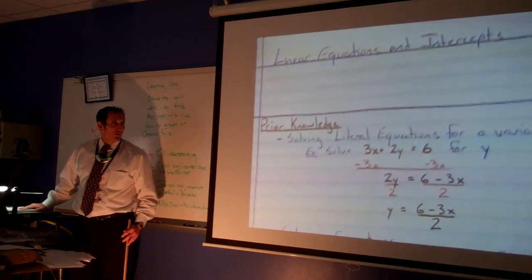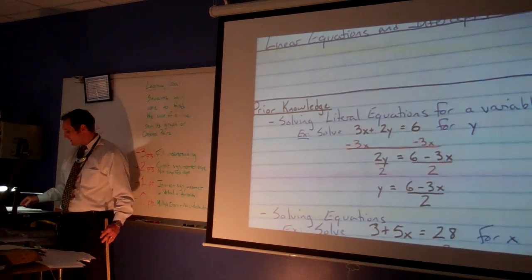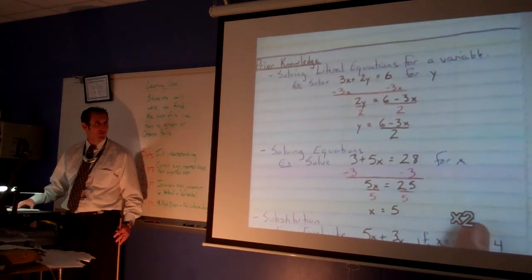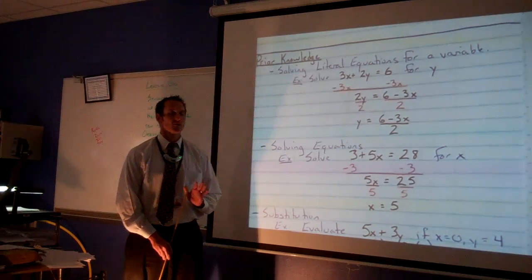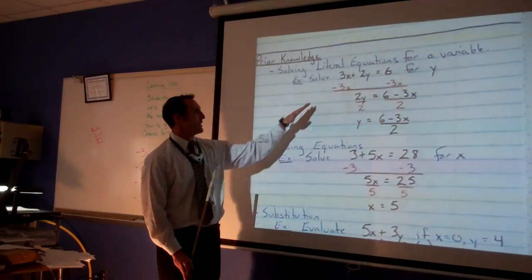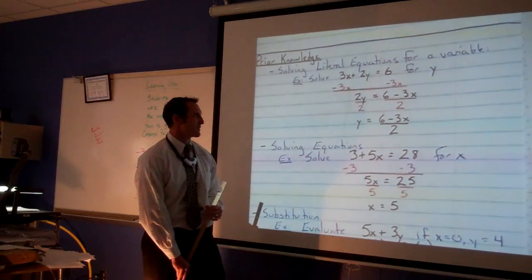So we're going to learn about intercepts. In order for us to do that, the prior knowledge we will need consists of the ability to solve literal equations for a specific variable. So when we go into review mode, if we had an equation that had more than one variable, how do we solve for a specific variable?